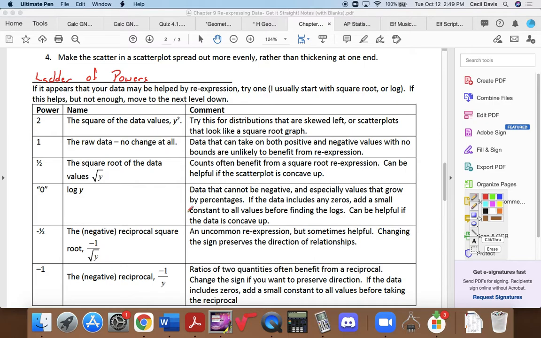Okay? For the log, again, it can't be negative data because you can't take the logarithm of a negative number. You don't need to know very much about logarithms for this class. But you do need to know that you can't take the log of a negative, or 0 for that matter. Okay? If any of the data contains zeros, you can add a small constant. This is one of those other ones that just feels like cheating.